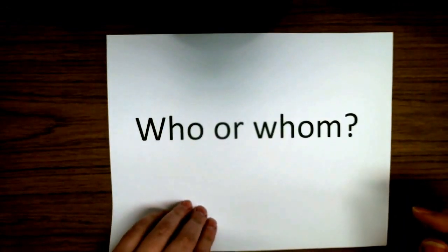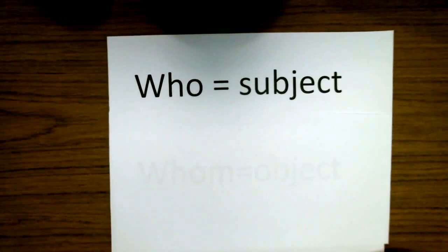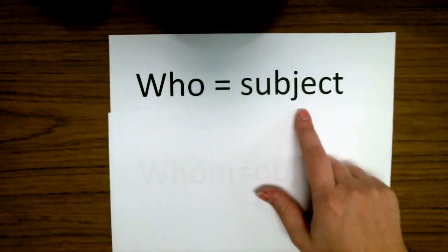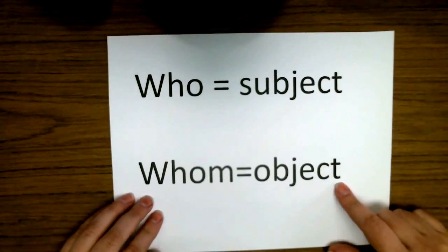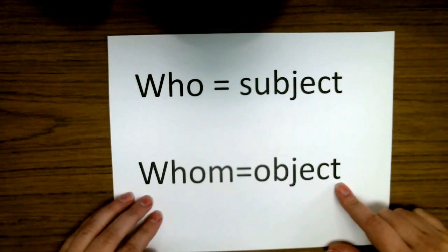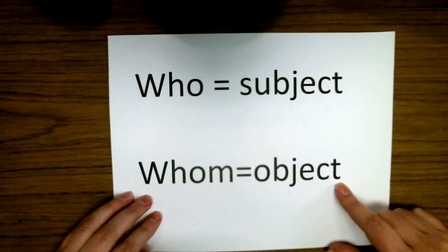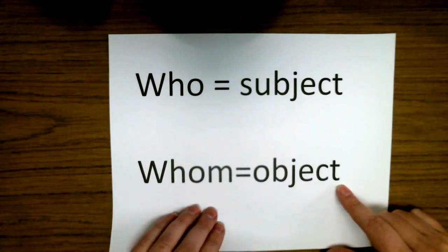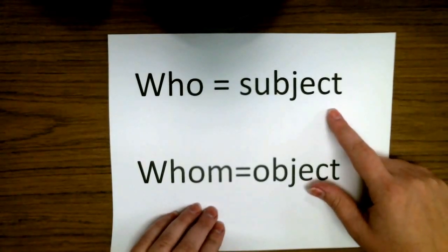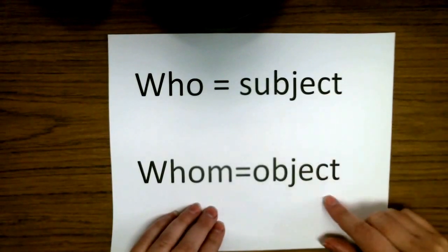So what's the difference, first of all, between the two of them? Well, who is a subject pronoun, meaning it's the subject of a verb, and whom is the object pronoun. Remember, we said that object pronoun means that it comes after a verb, it's receiving the action of a verb, and we said that's a little bit tough to see, so it will become clearer as we look at a couple of different examples. Let's take a look at some sample sentences and start deciding whether we need to use our subject pronoun in them or our object pronoun.